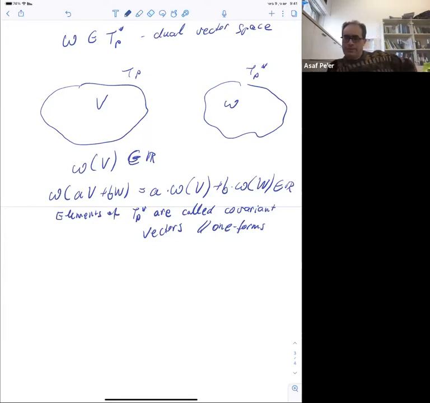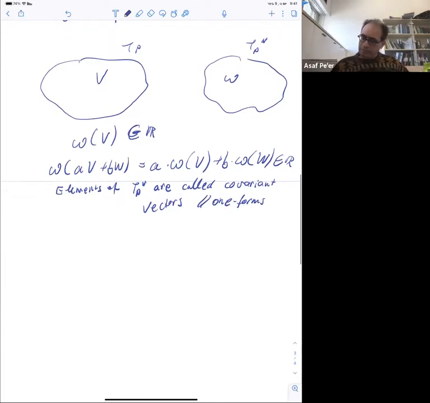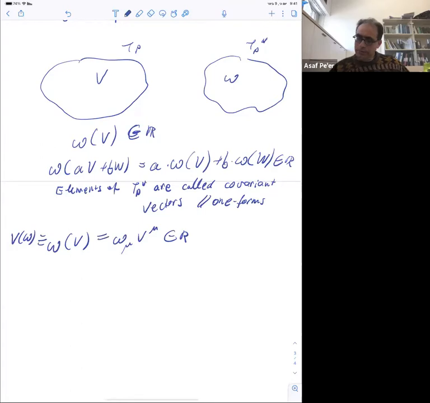Another thing which is important: at the end of the day, we don't really need this decomposition into components in a given basis, because the basis vectors, when they act one on the other, just give delta functions. This means we can simply write ω operating on V. This is just ω_μ V^μ, and that's the same as V acting on ω. Actually, it's not a definition, it's an equality.